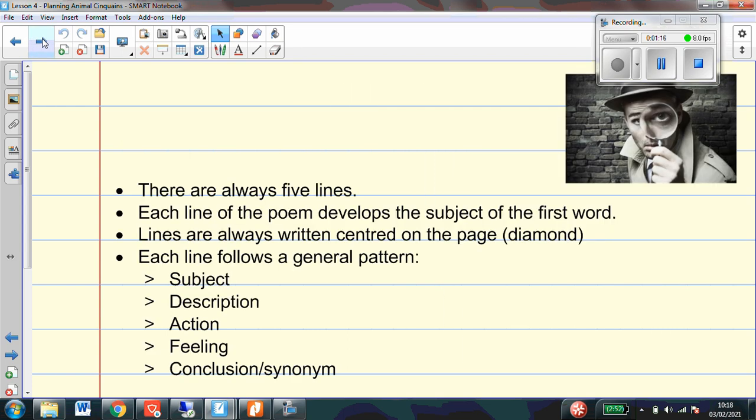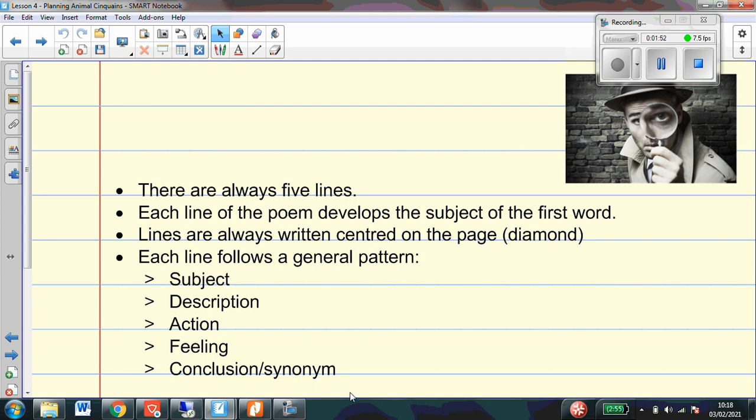Okay, let's see how many of those things you can remember from when we were poem detectives. Now, a cinquain poem always has 5 lines. Each line of the poem develops the subject of the first word. So if my first word in my poem was chocolate, the rest of my poem is going to have to be about chocolate as well. The lines are always central on the page, giving it a diamond shape, and that's what we practiced doing on Friday, setting out our lines that look like a diamond in shape.